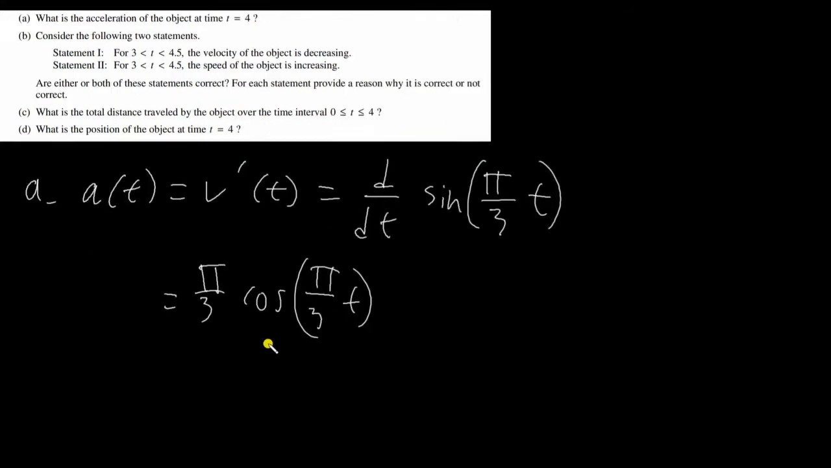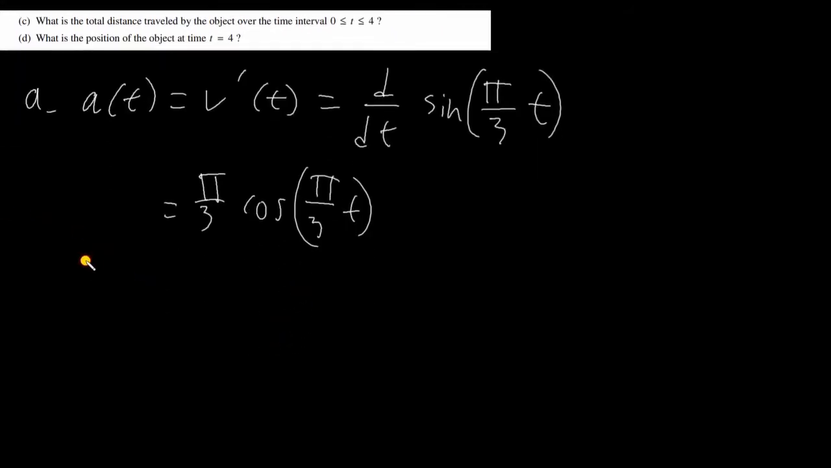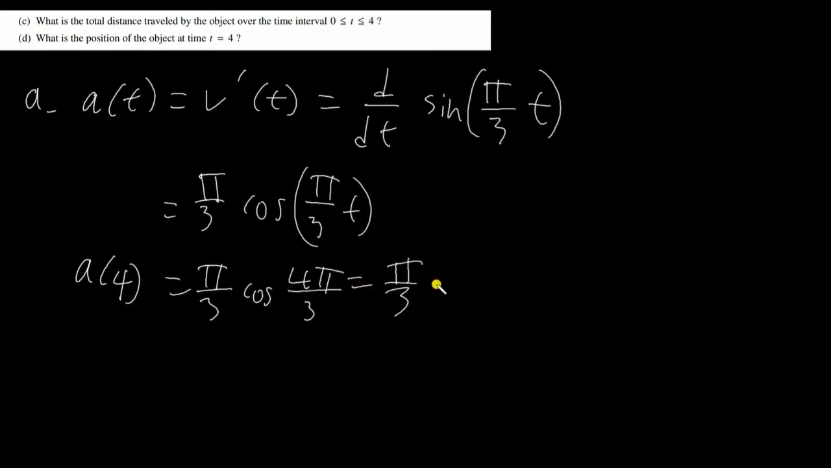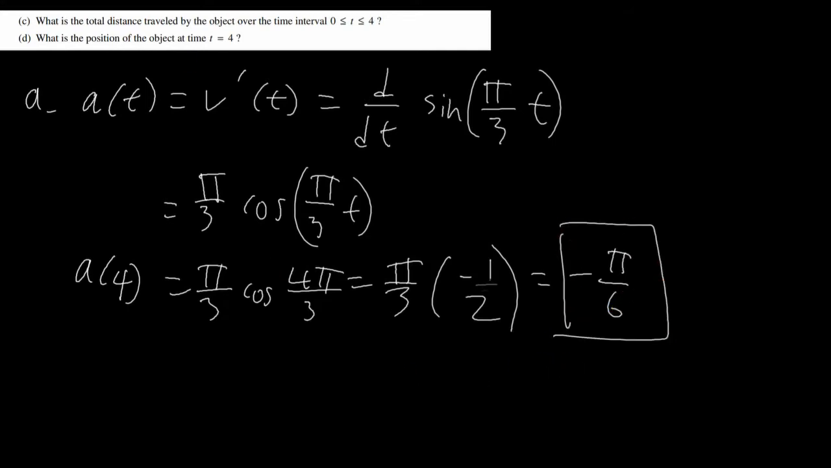Now, we want the acceleration at time t equals 4, so we'll take a of 4, being pi over 3 cosine of 4 pi over 3, which, if you're in the mood to evaluate trig functions, which you always are, you'll get pi over 3 times negative 1/2, which is negative pi over 6. That was a quick one-pointer for the correct numerical evaluation.